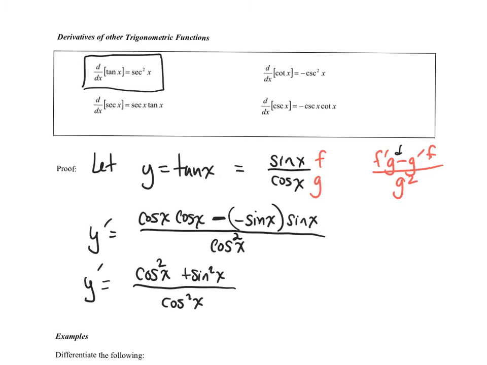So one of our big identities we learned in pre-calc was cosine squared plus sine squared is just 1. So this is 1 over cosine squared x, and 1 over cosine is secant. So this is just secant squared x. So there's a really, really simple proof of the derivative of tangent. This would be a really important thing to keep in mind.